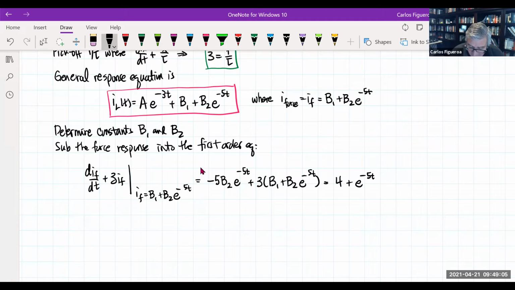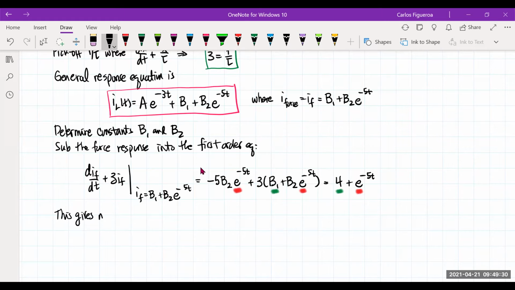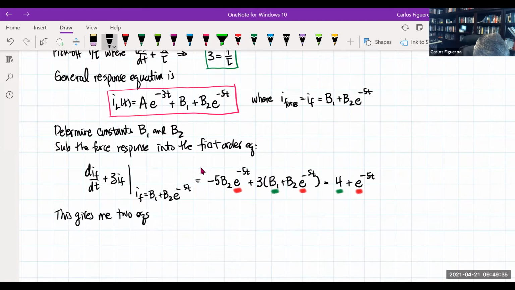So you can see that I have an equation that has exponentials and constants. If I look at this, look what I'm seeing. I have an exponential term here, here, here. I have a constant term here and here. So I've got to match up the reds and the greens. So what this gives me here is 2 equations and 2 unknowns.